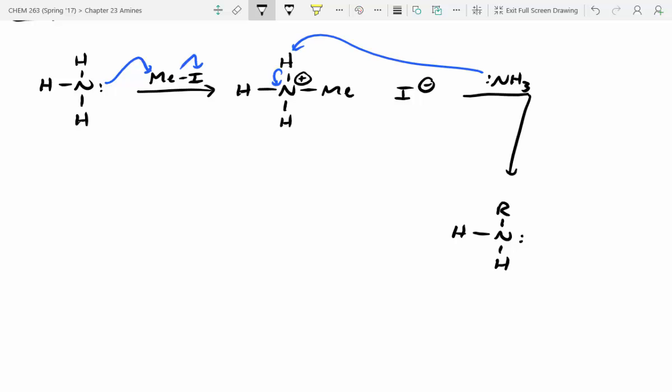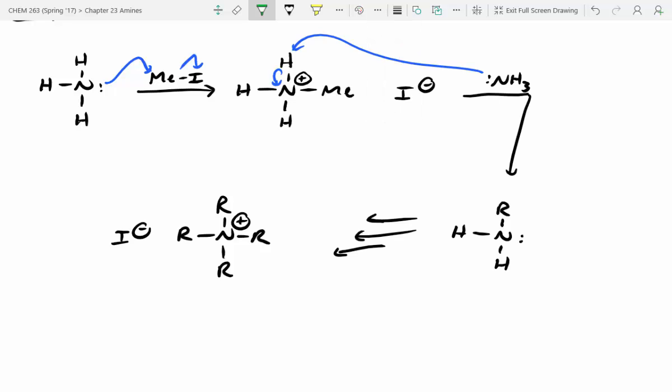This can work, but it's really, really hard to stop at the primary amine. In fact, it'll just keep on going and going uncontrollably. So despite best intentions, what you'll end up with is your fully alkylated ammonium salt.